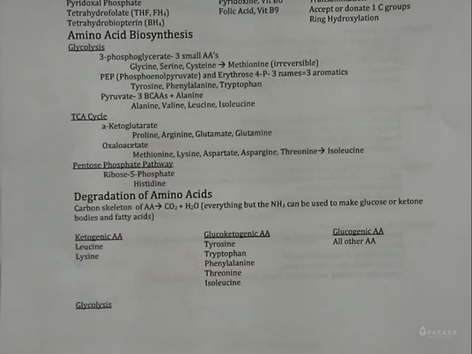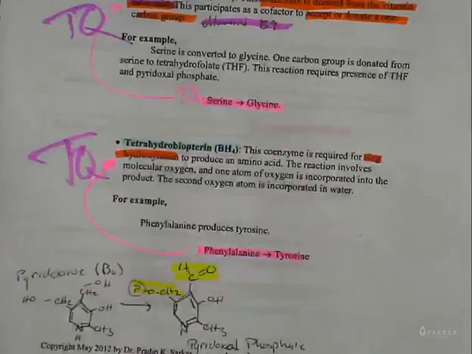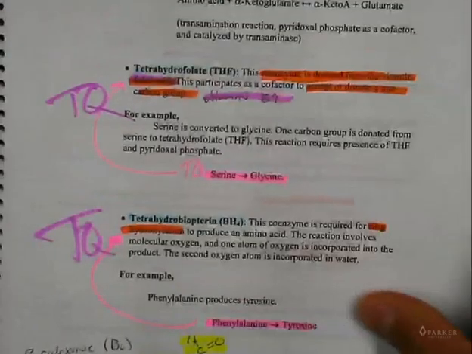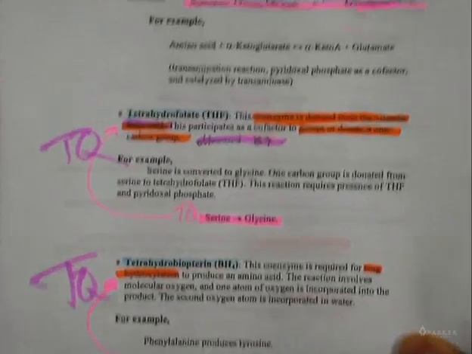And then ribose 5-phosphate produces histidine. Dry as heck, I'm sorry. Lovely list. Okay, now here's some minorly fun parts.